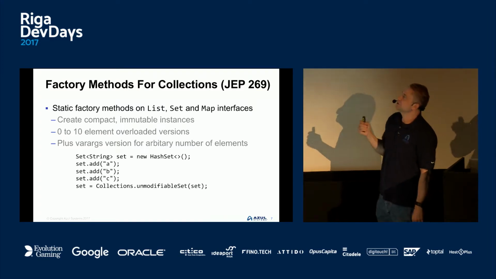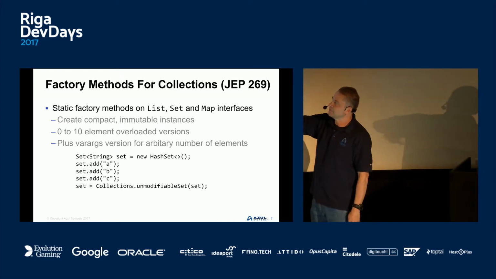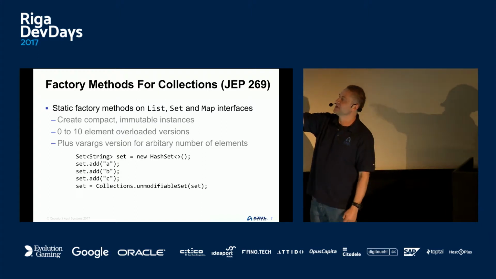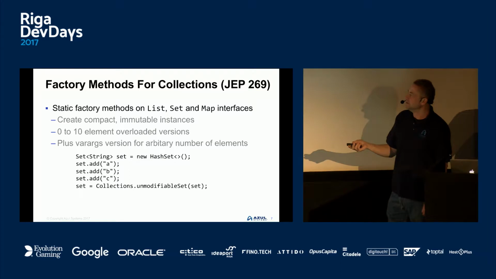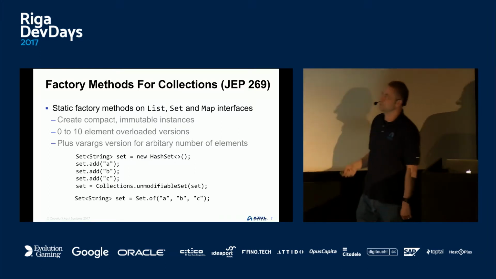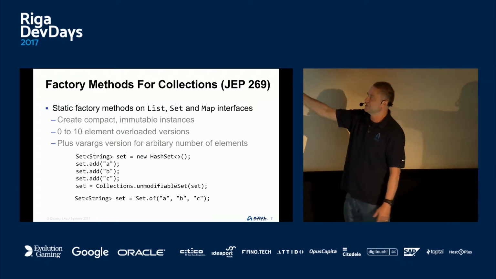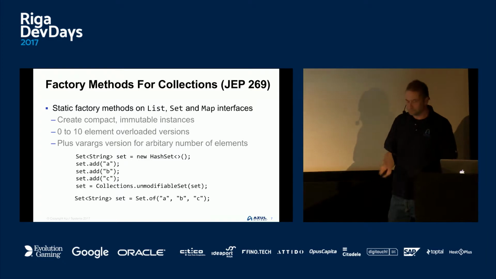If you look at an example here, this is how we would do it in the old days. We create a hash set and add things to that, and then because we want to make it immutable, we have to make it an unmodifiable set. If we change that to use the new JDK 9 code, it becomes a lot simpler. We simply say Set.of(A, B, C), and we get one line of code, and it looks a lot neater, a lot tidier.